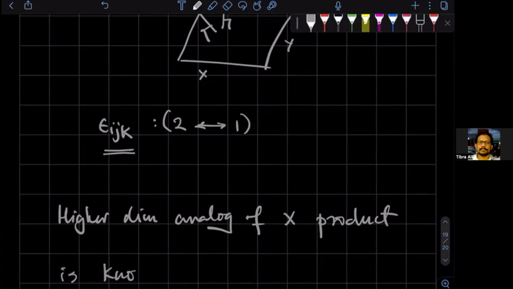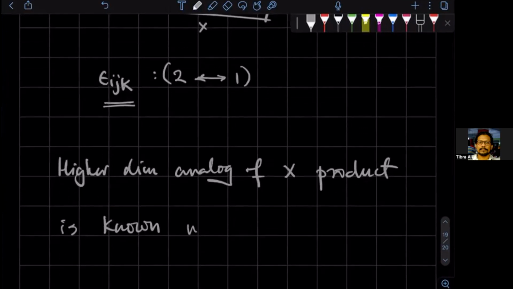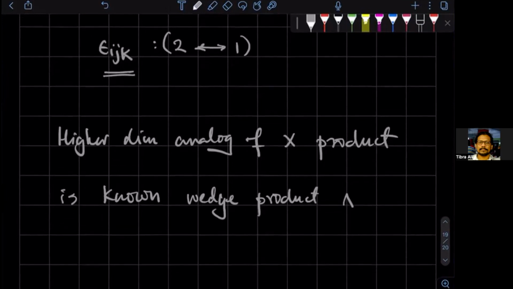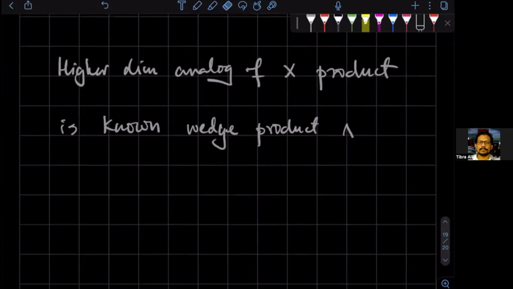This is called, so this is a side note, a wedge product. It is denoted by the wedge symbol, and it's related to differential forms and stuff like that. But we won't go there. So let's look at this rotation.